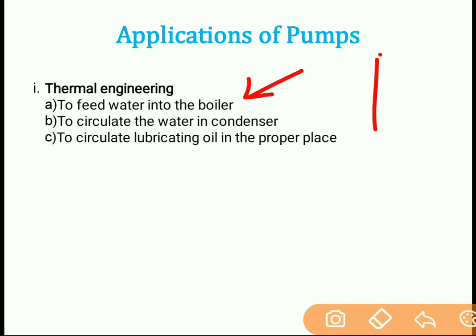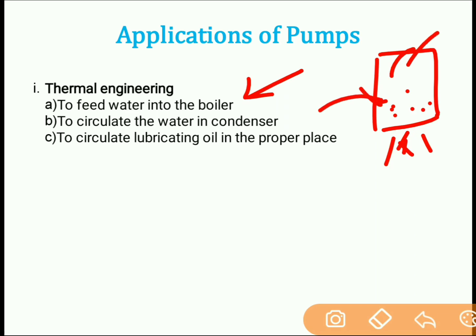Boiler is one kind of device in which water is boiled with the help of combustion of fuel, and this water is converted into steam. So to transfer water to the boiler, we need to use some device, and that device is pump. So pump pressurizes the liquid which is outside the boiler and transfers it inside the boiler.